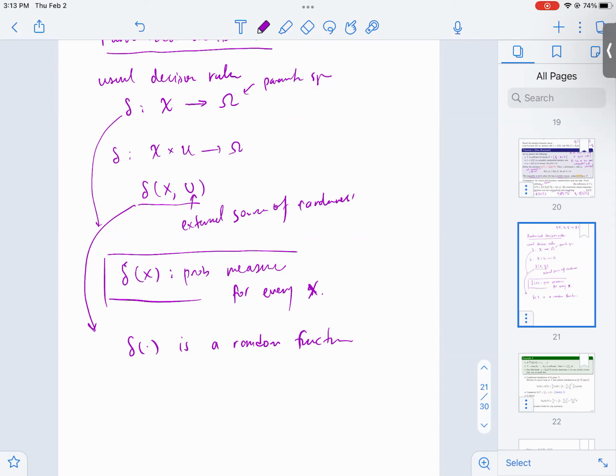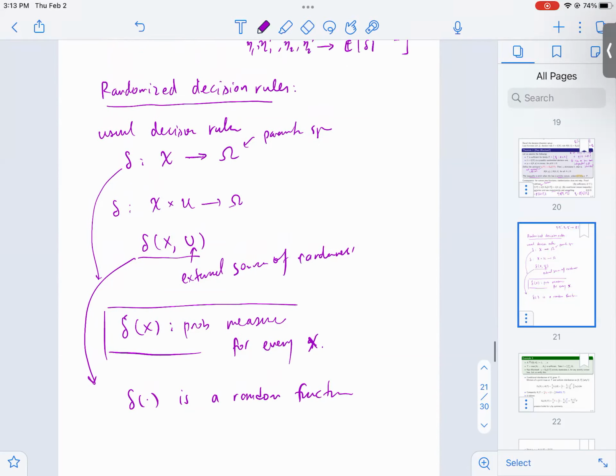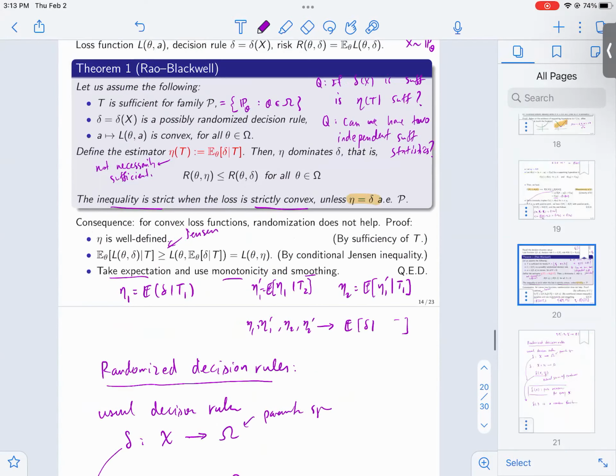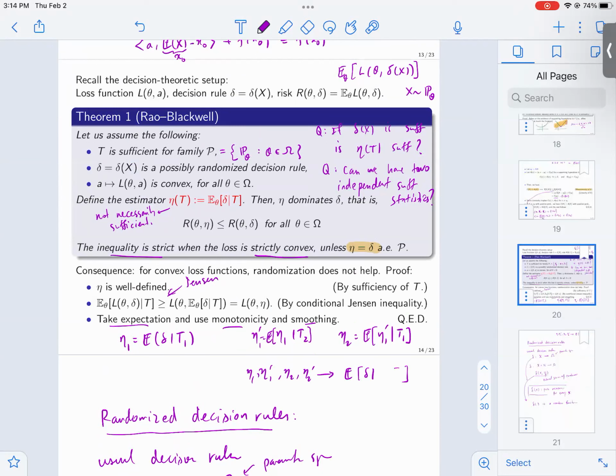However you want to look at it, the idea is that I introduce an external source of randomness. My decisions are random. Even conditional on the data, I have randomness. Think of delta of x as being doubly random. There's randomness in x and the rule is also random. But delta of x in the end is just a random variable, varying because of two sources of randomness. Everything works.